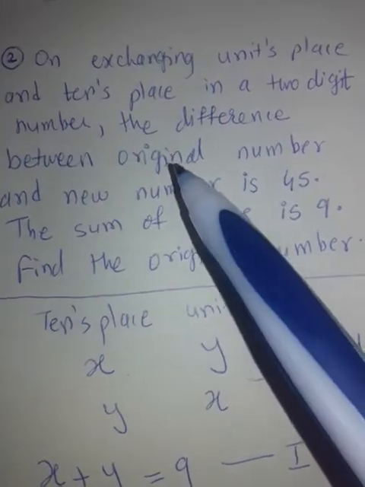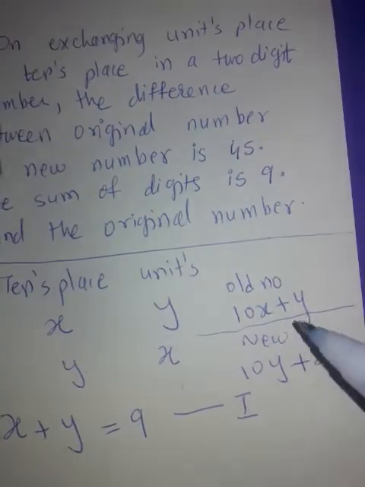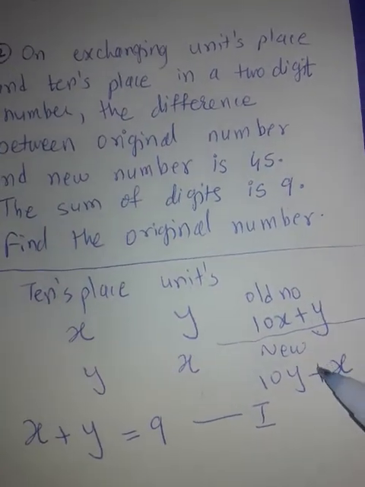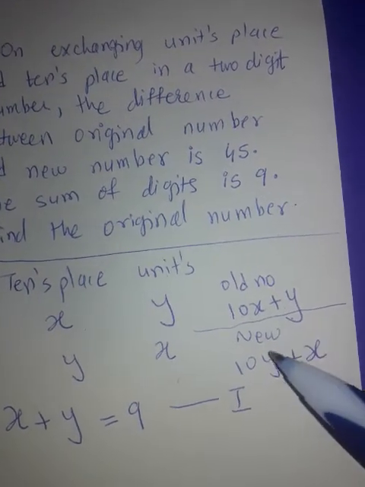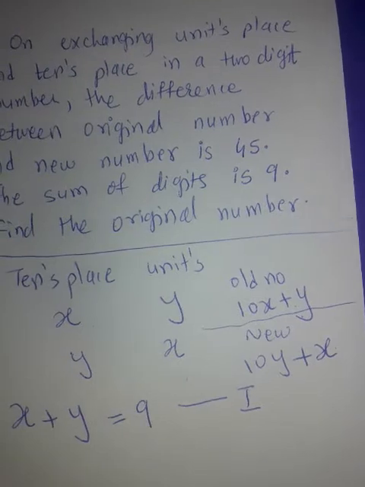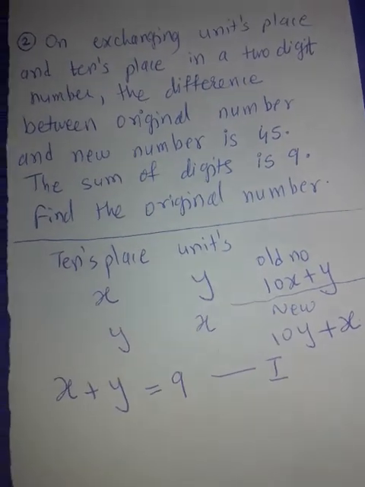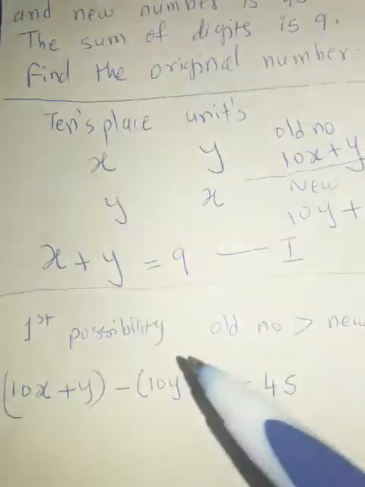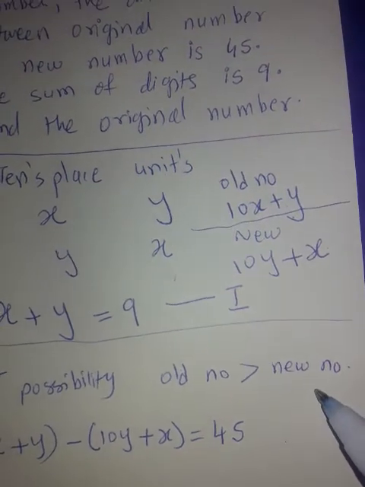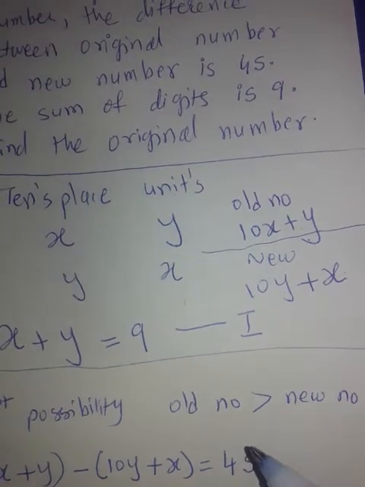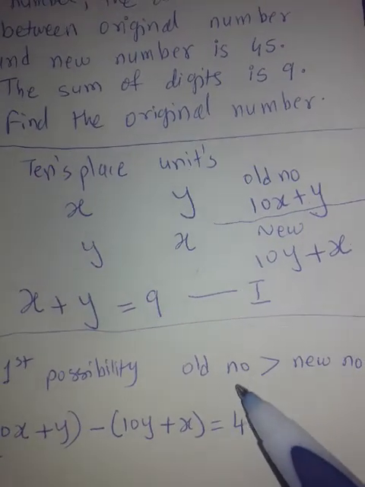But here have they said anything like this? They are saying the difference between these two numbers is 45. So we don't know whether old number is more or new number is more. We don't know. So we have to check both the possibilities and find our number. So let's see how to do it. So now I am considering first possibility, old number is more than new number, and in second possibility I will try new number is more than old number. So let's begin with this.